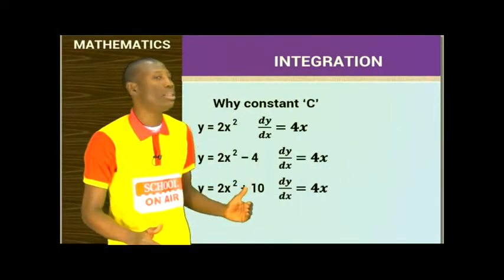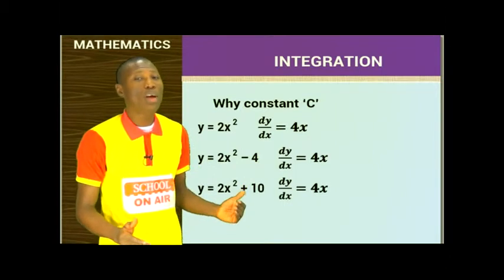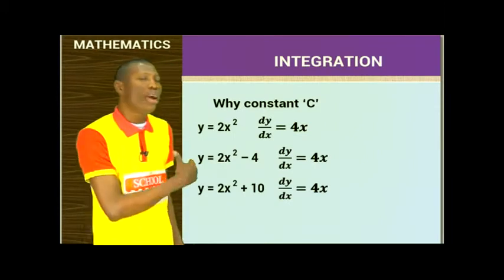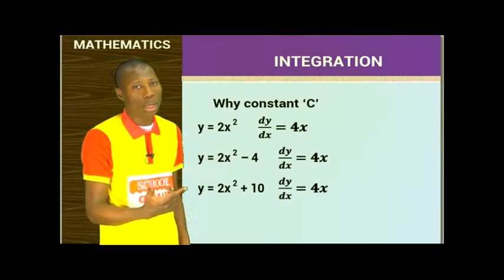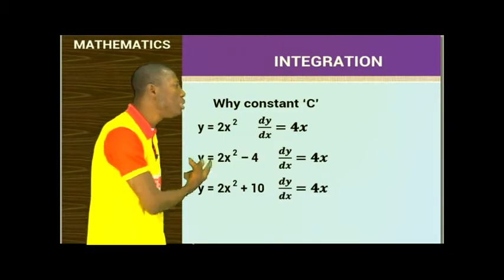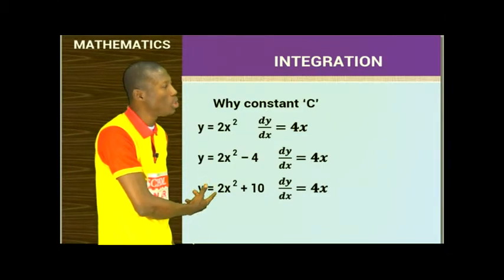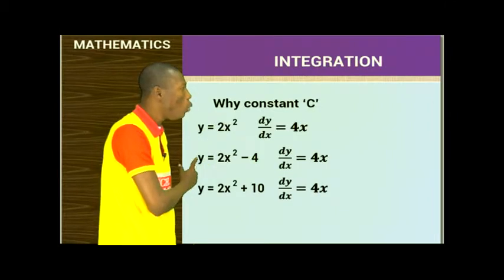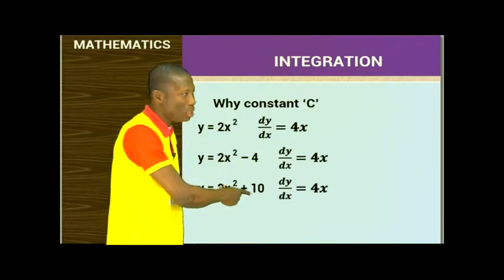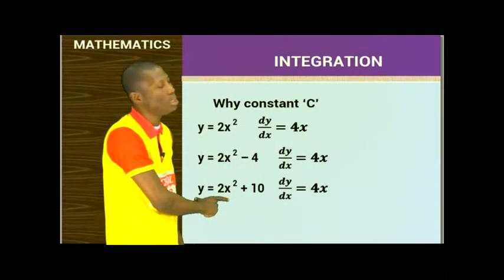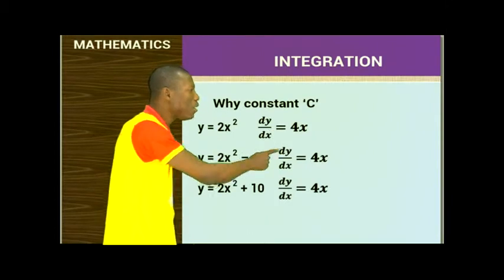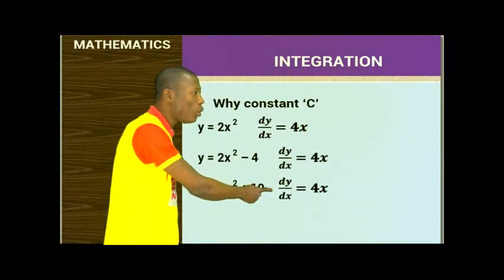Why do we have a constant when we integrate? This constant is very vital. In some cases, the constant is optional, but in some questions, the constant is very vital. Look at the examples I put on the board. y is equal to 2x squared. y is equal to 2x squared minus 4. y is equal to 2x squared plus 10. You know, all these functions are not the same thing. But if I find dy/dx of this one, I get 4x. The dy/dx of this one, I get 4x. The dy/dx of this one, I get 4x.